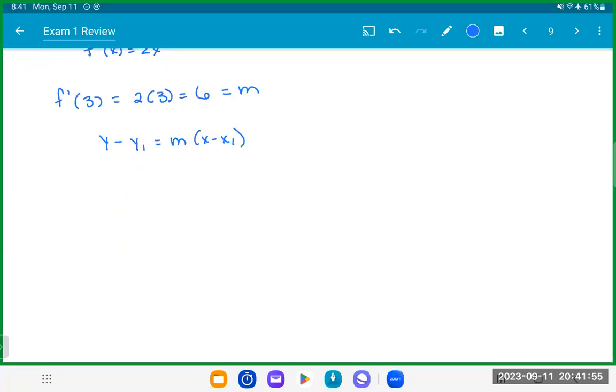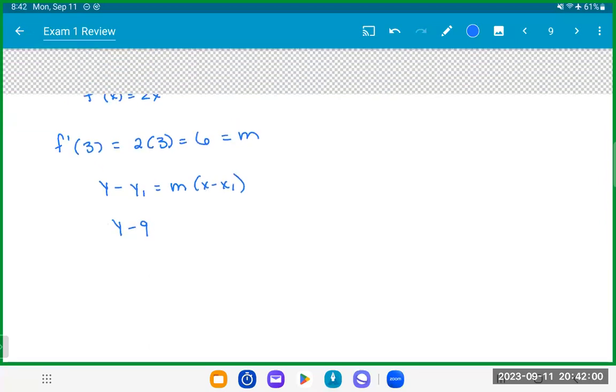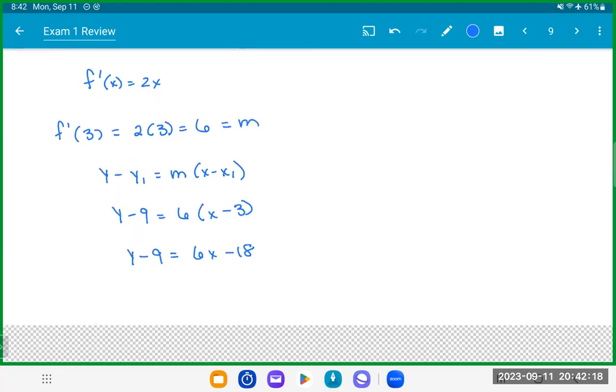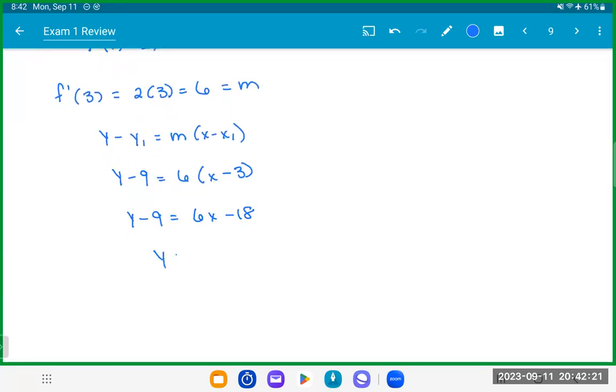Now I can use y minus y1 equals m times x minus x1. Okay, again, back from algebra days. So this is y minus 9, because we were given the point (3, 9), so my y is 9. My slope we calculated as 6, and my x value was given as 3. So this is y minus 9 equals 6x minus 18. And when we move the 9 to the other side, we're adding 9 to both sides, 6x minus 9 would be our solution.